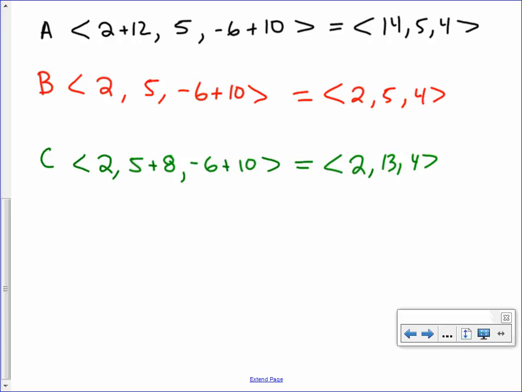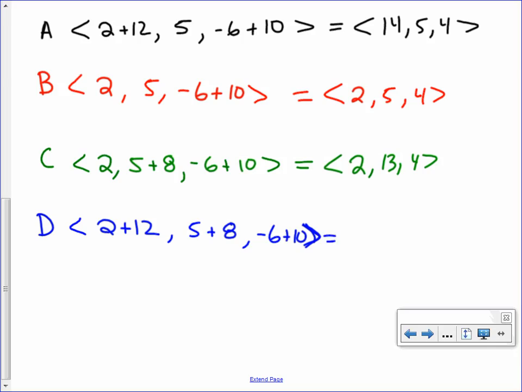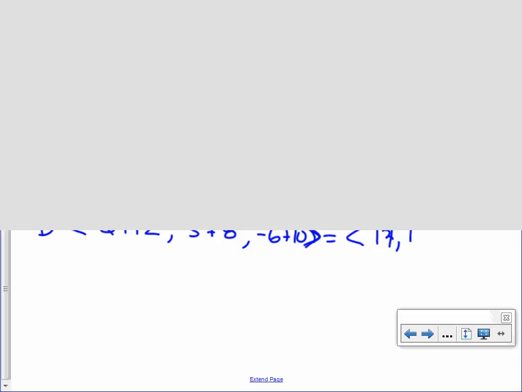D and C are in the same height field, right? Here we go. So D. To get to D, you have to add 12 to the length, because you travel across the length. Then for the width, you travel across the width, which is 8. And across the height, so -6 plus 10. So 14, 13, and 4.